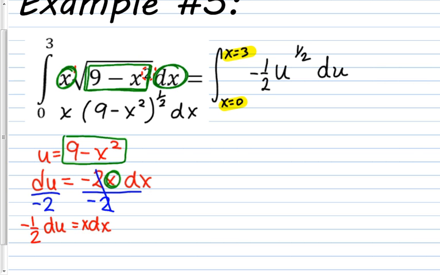So, all of this stuff aside, what you do is you take the limits that are there, 0 and 3, and you plug them in to u.